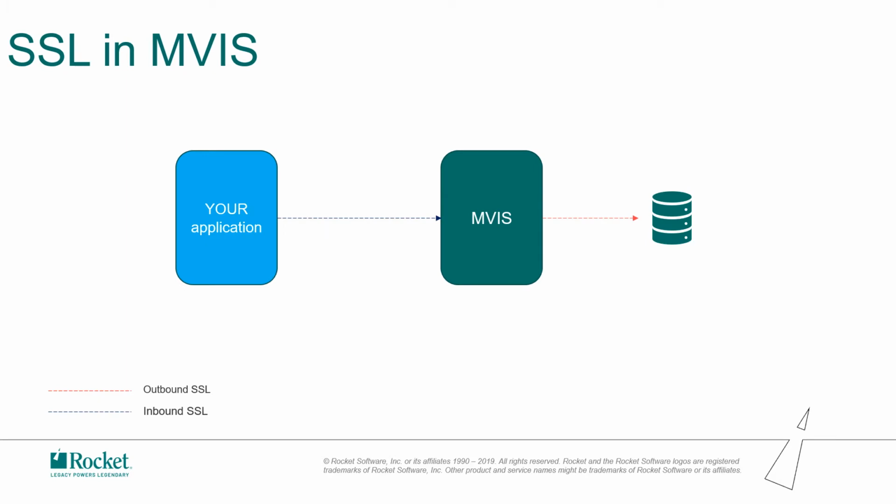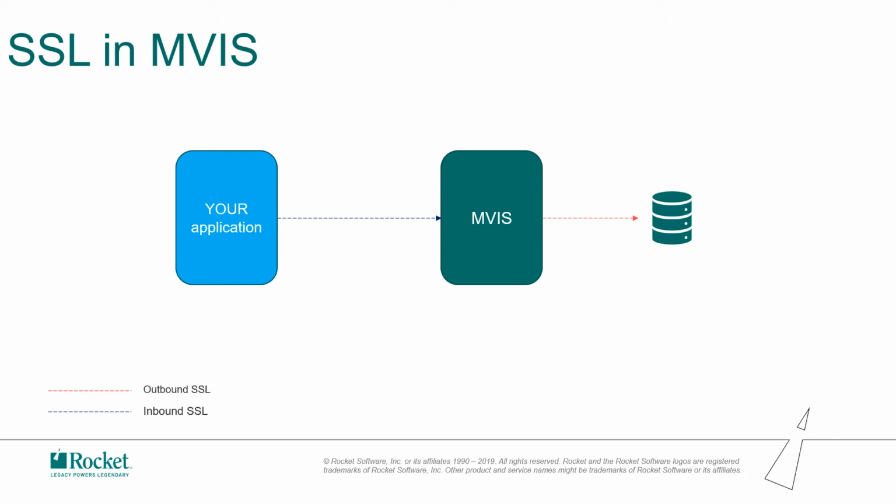Let me touch base first on SSL in MVIS. As you can see, MVIS acts as an integration server, which allows exposing multi-value data in the form of REST. One can also expose subroutines in MVIS. Now, from the security point of view, I have two points here: what we call outbound SSL and inbound SSL.